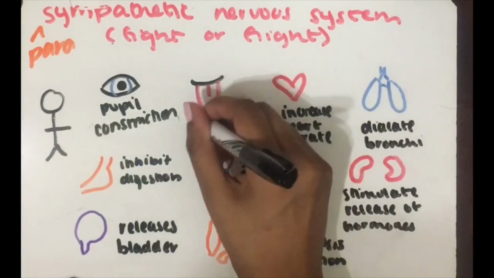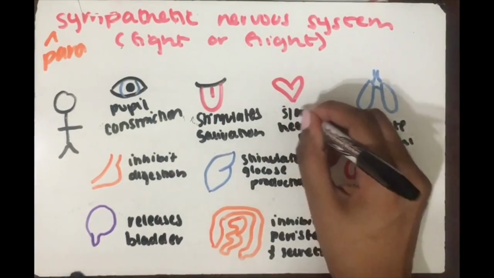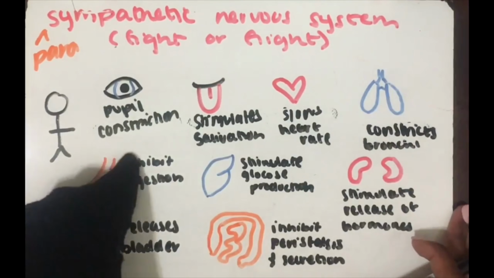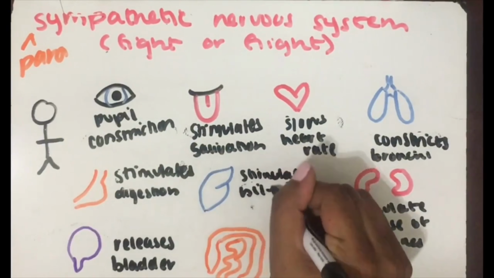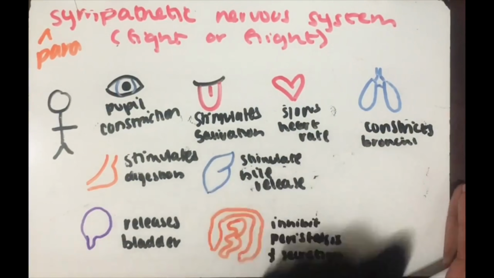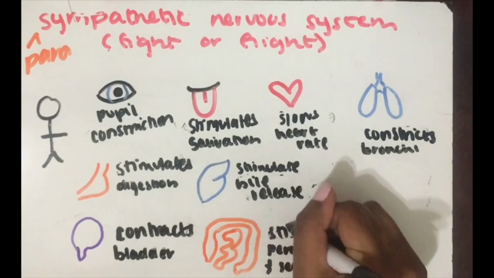Activation of the parasympathetic division generally promotes calming and a return to self-maintenance functions. This is known as rest and digest. The parasympathetic nervous system typically does the opposite of the sympathetic nervous system.